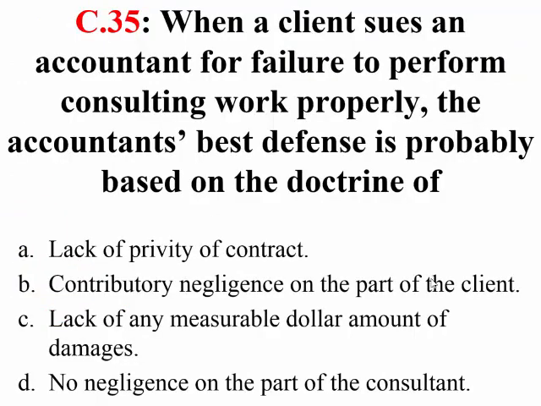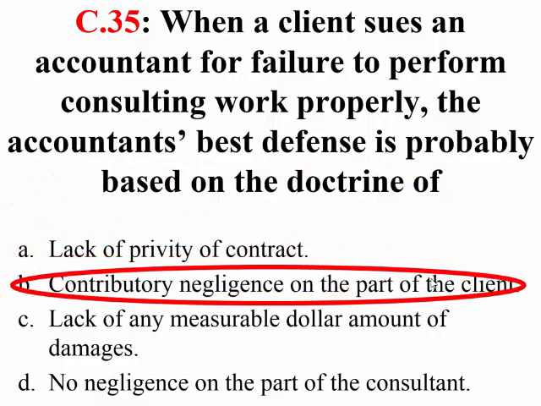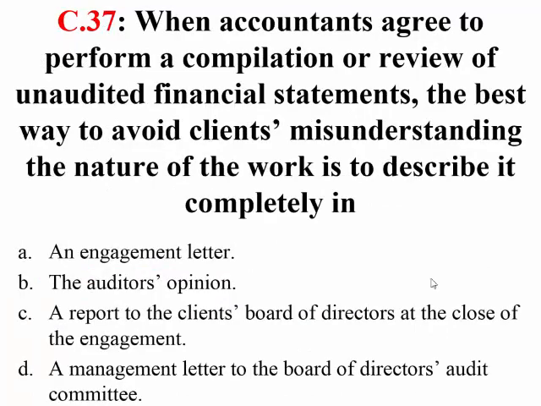C35, when a client sues an accountant for failure to perform consulting work properly, the accountant's best defense is probably based on contributory negligence. Now, if we look at the other options here, privity, not a good defense if we're talking about a client. Lack of dollar damages, that's never a good defense because people wouldn't sue you if there was not some kind of damages. So the only other option is no negligence. And so arguing or proving that you had no negligence probably isn't a winning strategy. So contributory negligence is probably going to be the best.